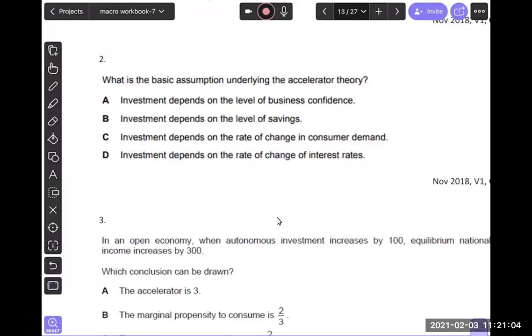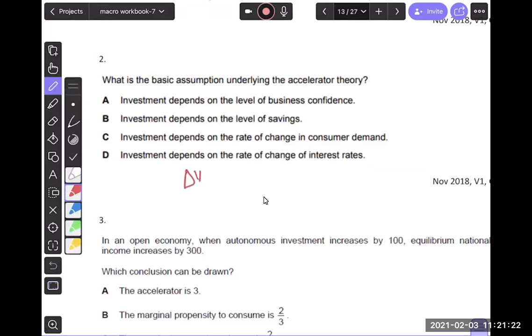Okay, guys. So what is the basic assumption underlying the accelerator theory? It is C, because we said that change in Y will lead to change in I. Remember? So income basically means consumer demand, right? Business confidence and savings and all that, but this is like income. More demand, more income, more investment. In other words, investment is induced rather than autonomous, right? So that's why more demand will make firms invest more.